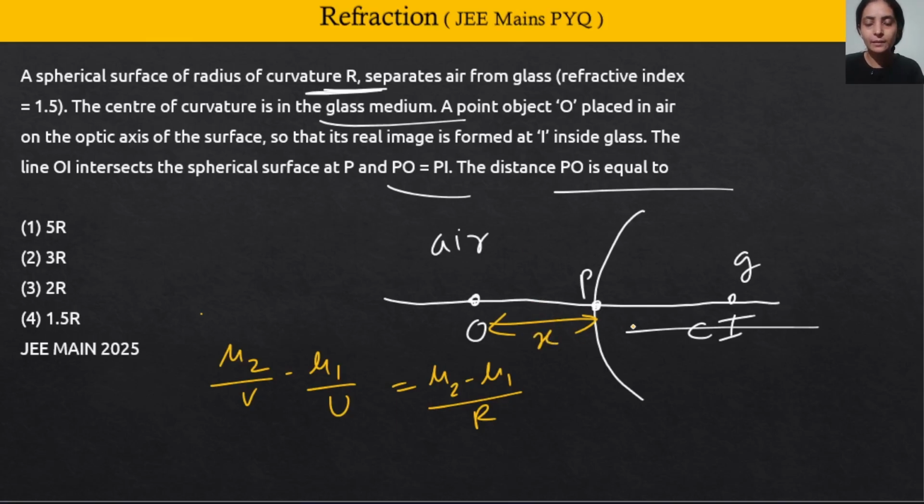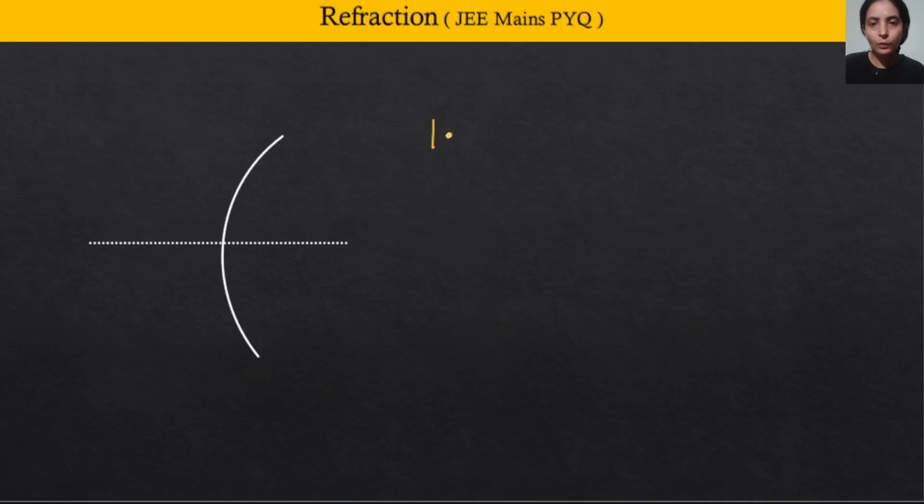So I will put these given values. Let's say this is x. So this will also be x. Let us put the values. What is mu2? This is glass, right? 1.5 is given. So this is your 1.5 divided by x, right? And x is here. Then the image is getting formed on this side.